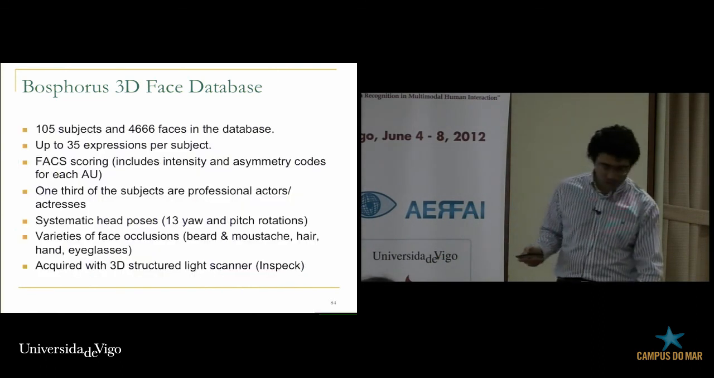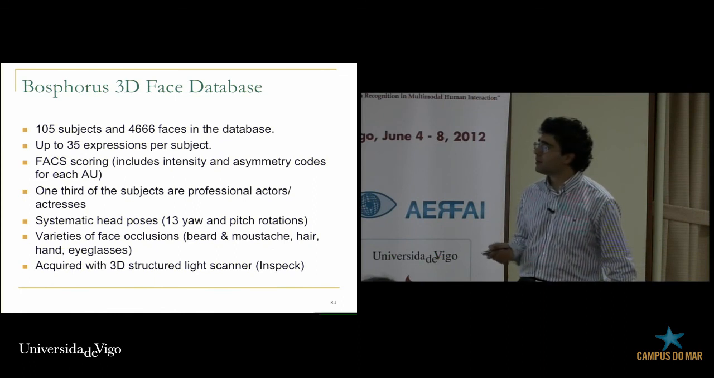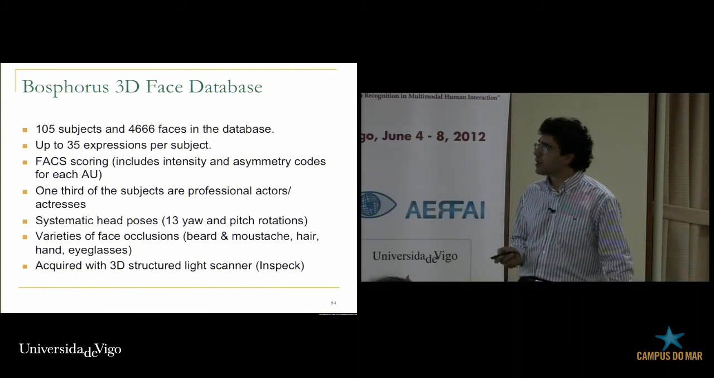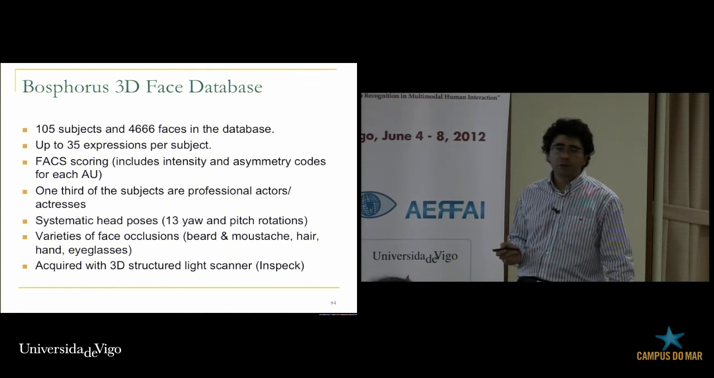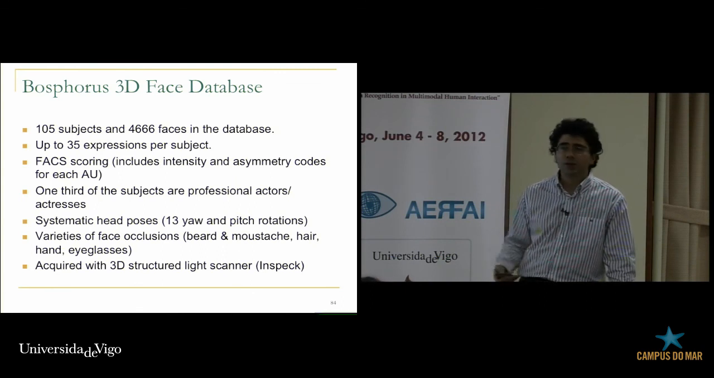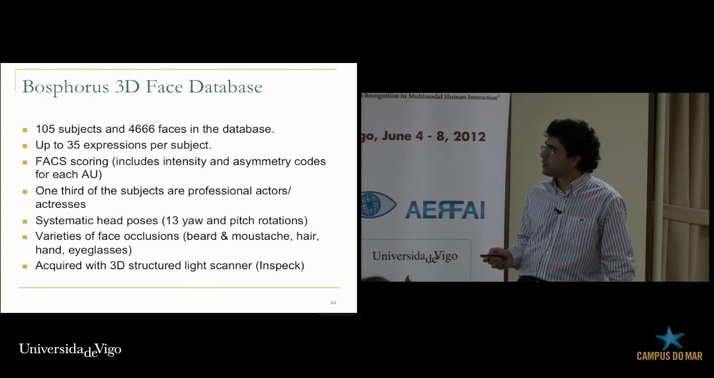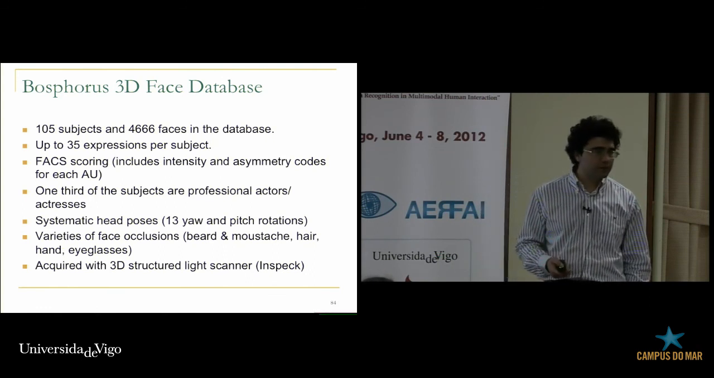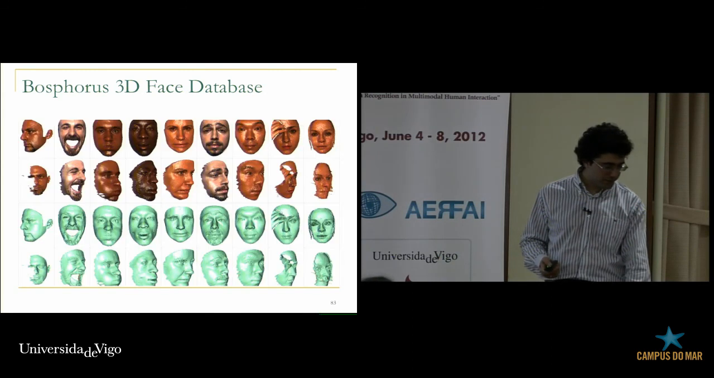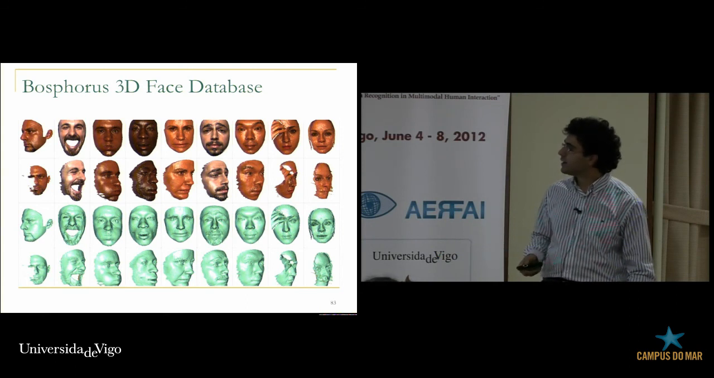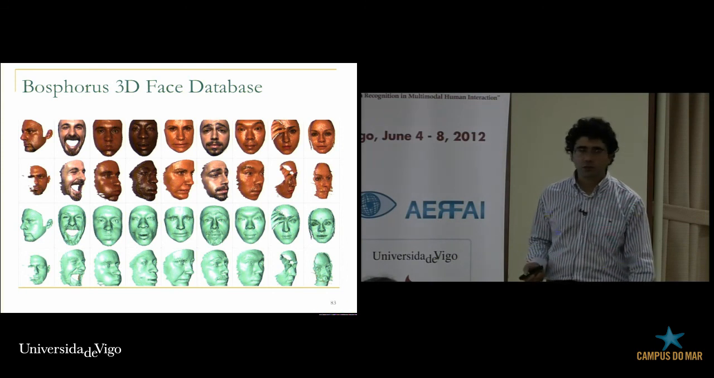That database contains 105 subjects and about 4,600 images, up to 35 expressions per subject, FACS scored by 2 independent FACS coders. One third of the subjects are professional actors and actresses who are posing for expressions. There are systematic head pose variations, a variety of occlusions: beard, mustache, hair, hand, and eyeglasses. And we acquired it with a 3D structured light scanner at one of the workshops in 2007 in Istanbul. So these are the kinds of occlusions that you will be seeing in this database. And the landmark annotations are also in the database.